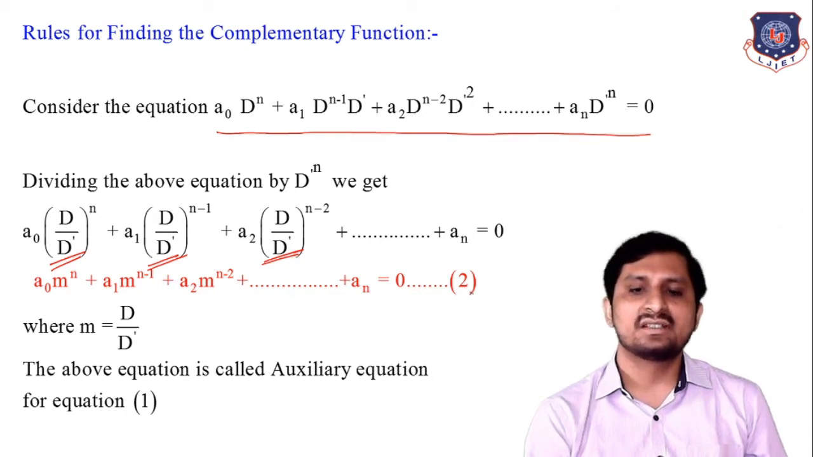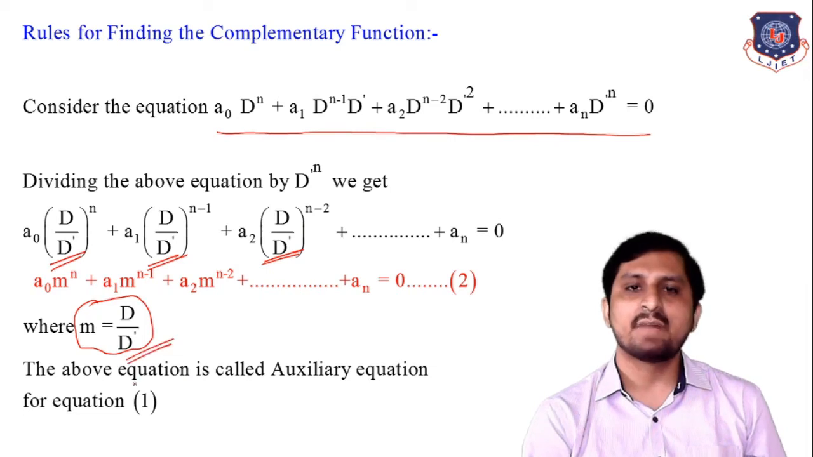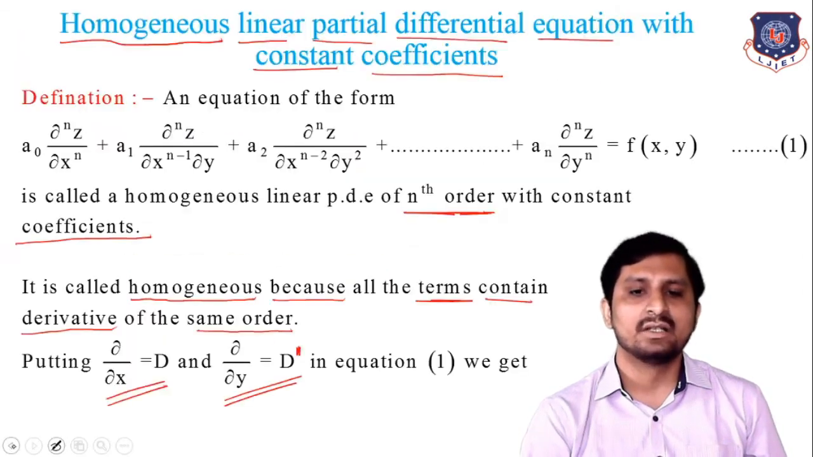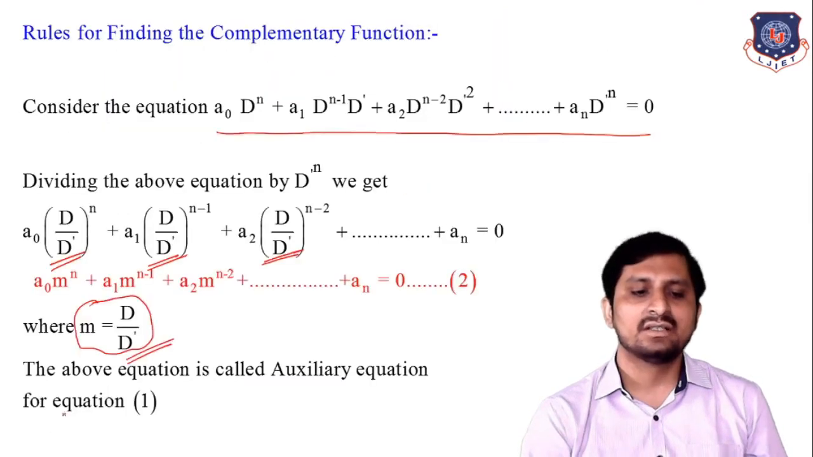Okay, call this equation number 2, where this m is equal to D by d dash. So the above equation is called the auxiliary equation for equation number 1. So this is my equation number 1, and for this equation, this is my auxiliary equation, right?